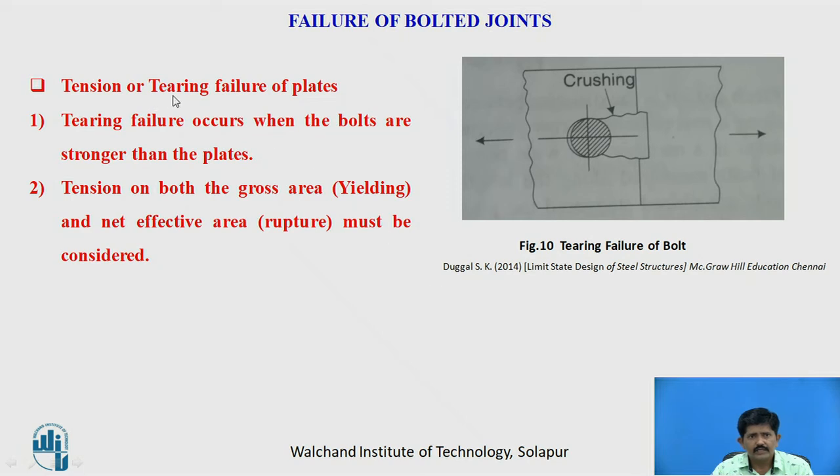Then tension or tearing failure of the plate. So the plate gets torn off here. The tearing failure occurs when the bolts are stronger than the plates. Tension on both the gross area yielding and the net effective area rupture must be considered.